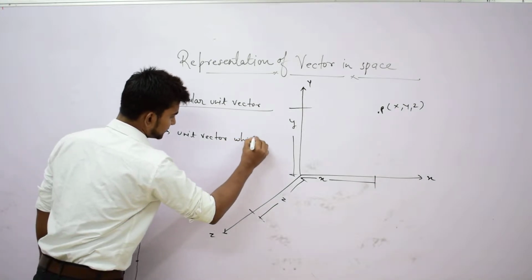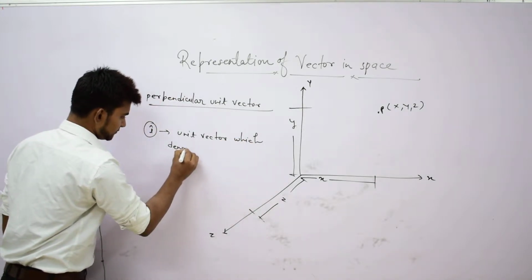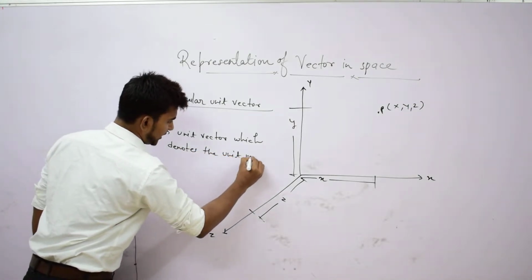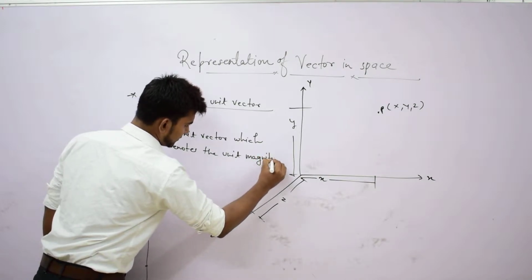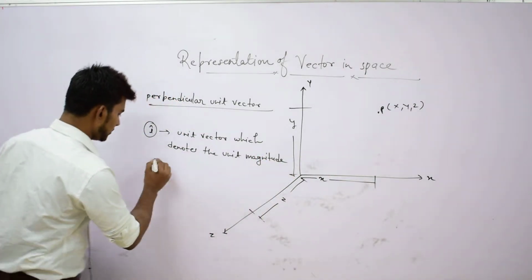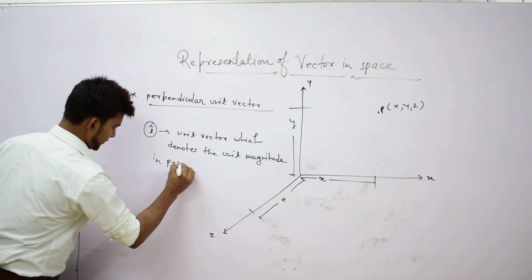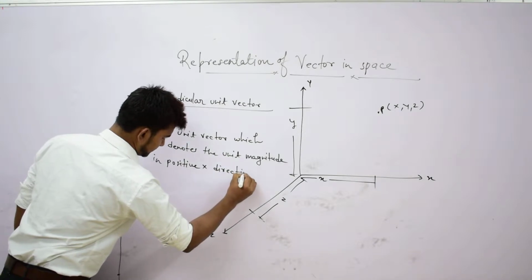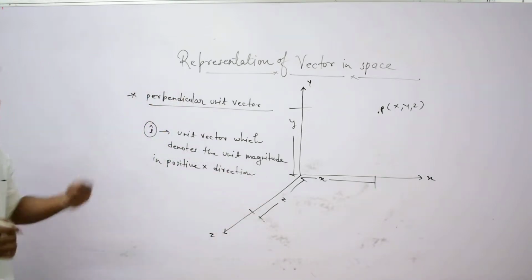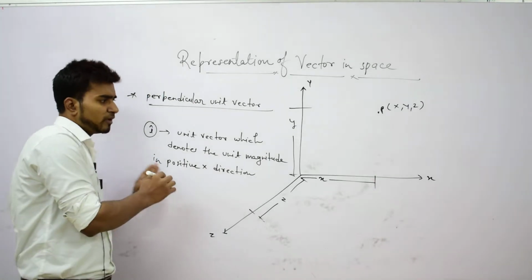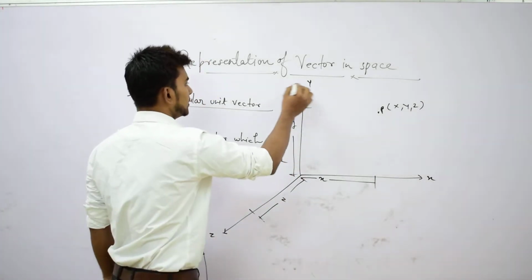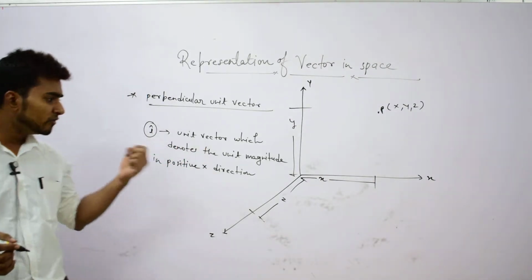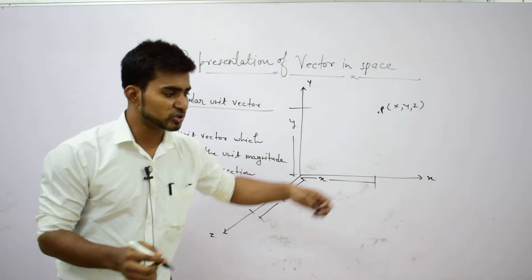I cap is a unit vector which denotes the unit magnitude in the positive x direction. This is a very important thing that we have to understand, this whole notation of the vector in this particular coordinate system. So what is I cap? I cap is just a unit vector which gives the unit magnitude in the positive x direction.